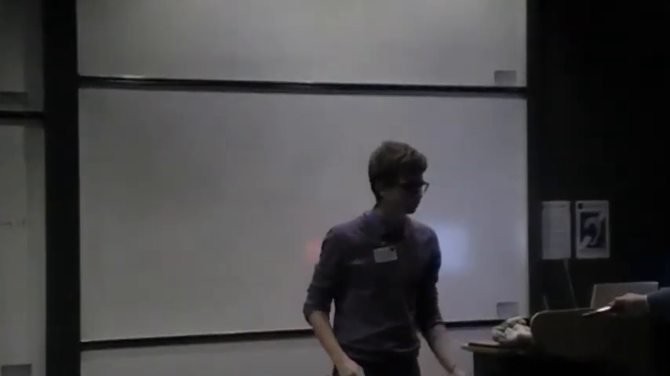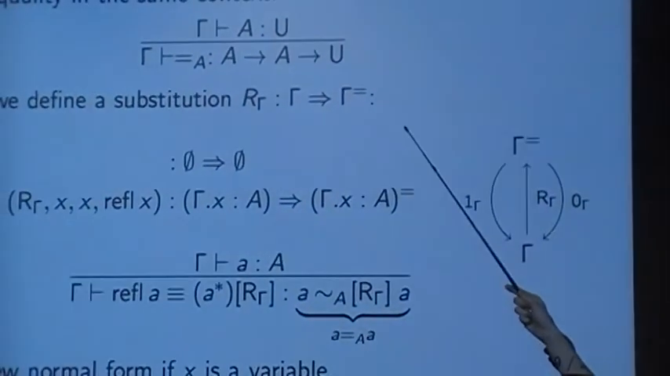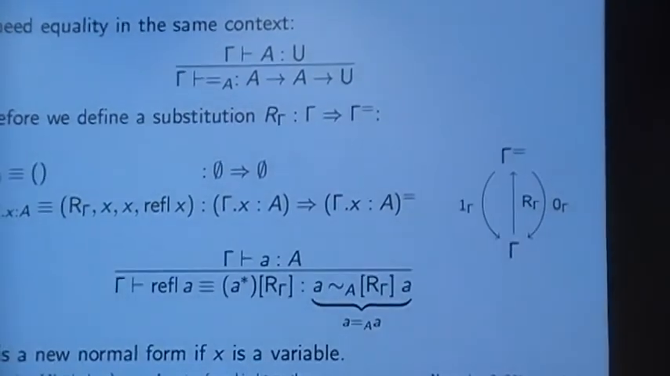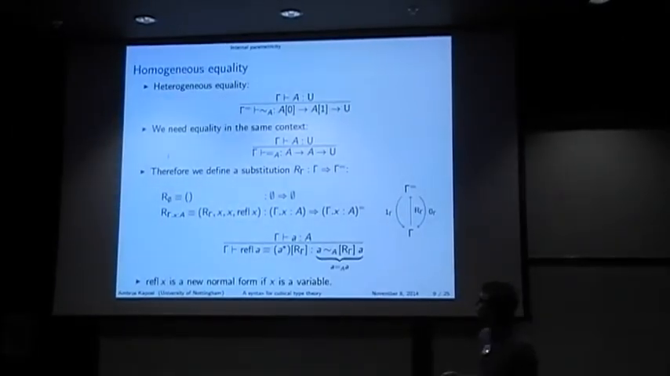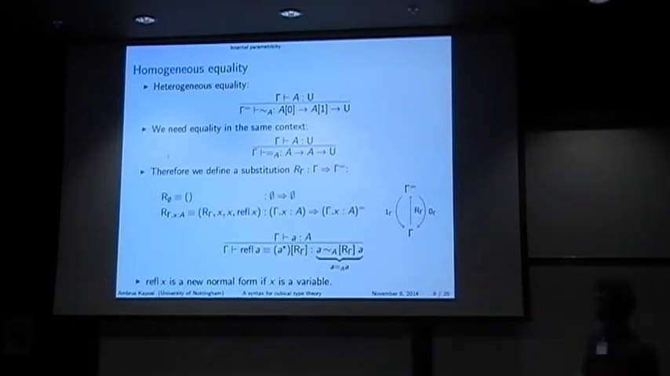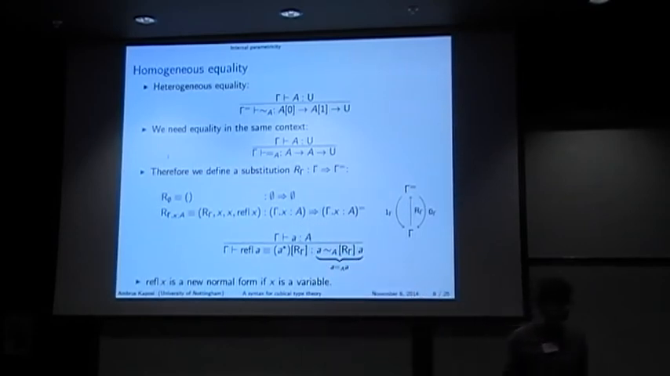So, this heterogeneous equality that Thorsten defined before was living in this extended context. In order to talk about equalities of elements of A, we had to go up one context. This is why it was more external parametricity. We can only reason about it externally. It's in a different context. But if we want to have the usual equality, which lives in the same context, between the same types, we need to do something, and this is when we start to internalize this equality.